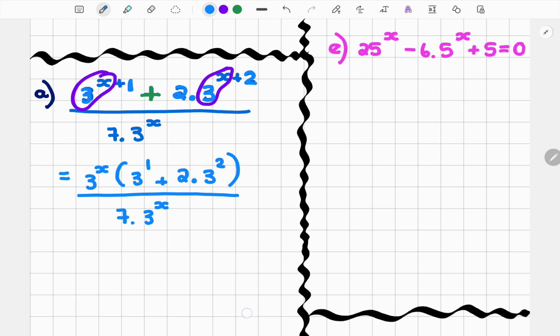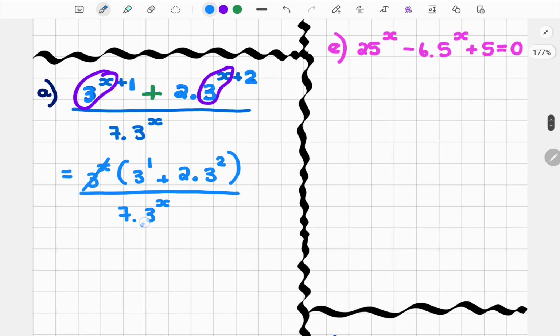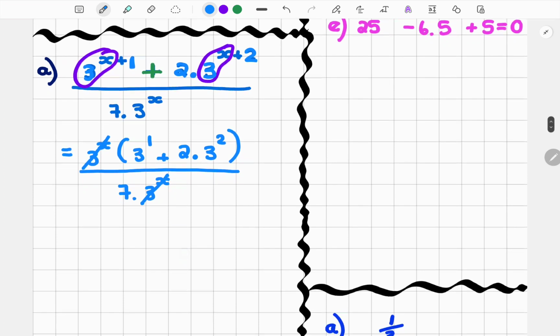Okay, now I can go and cancel out because I've got one term at the top and one term at the bottom. So what is left, you can just put it into your calculator, or otherwise 3 squared is 9. 9 times 2 is 18. 18 plus 3 is 21 over 7, which gives you 3.